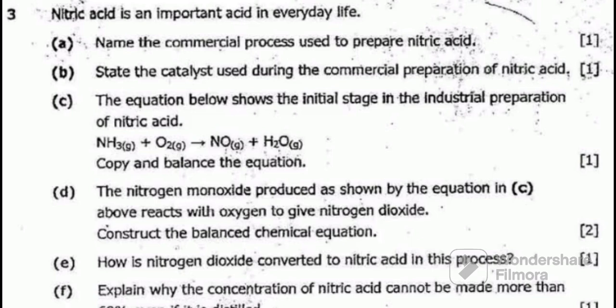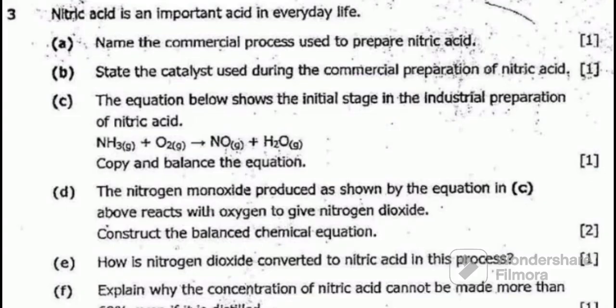So the first question is asking to name the commercial process used to prepare nitric acid. The commercial process used to prepare nitric acid is referred to as the Ostwald process, not Oswald process, but Ostwald process. This was the name of a German chemist.